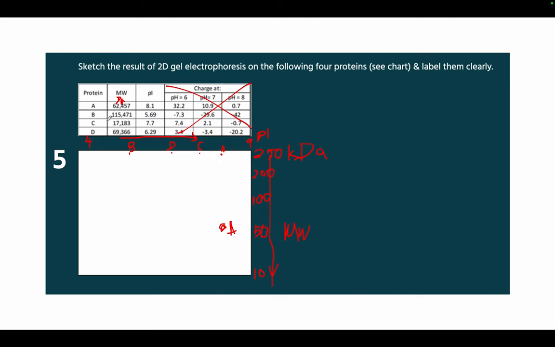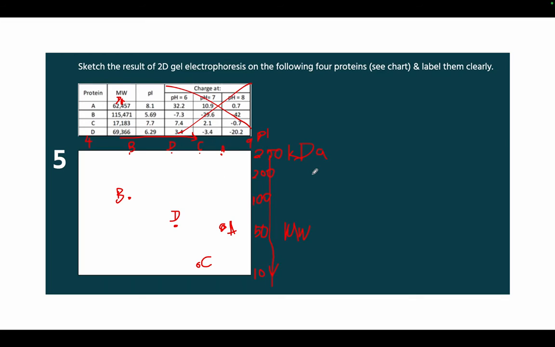Same way for B, they're saying 115 kilodalton. So B will come down to 115. So this will be the position of B. C has a very small molecular weight, it's only 17 kilodalton. So C will be somewhere here. And D has a similar molecular weight to A, it's almost 70. So it will be close to A, but not exactly in the same line. So that will be the final position of D. So this is how the proteins A, B, C, D will separate in a 2D gel.